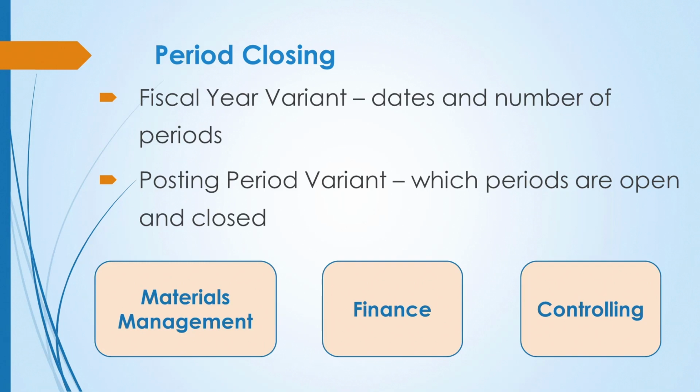You can also assign separate variants for parallel ledgers if you want to open and close them at different times to the leading ledger. There are 3 places where you can independently control whether a period is open or closed. These are MM, Finance and Controlling. Fixed assets are included in the posting periods and year-end carry forward for finance, but also have an additional transaction to close the fixed asset year.